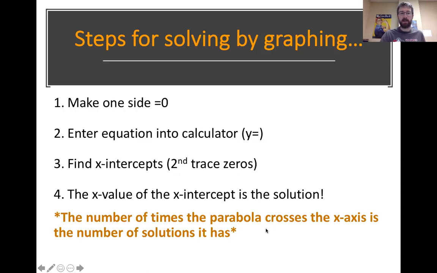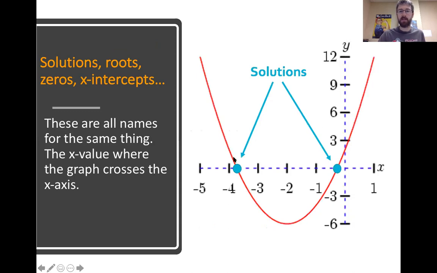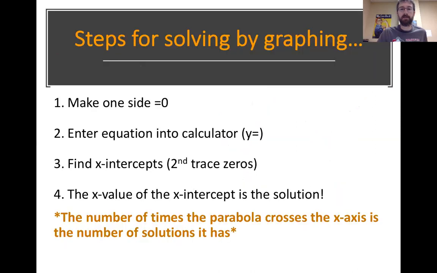The little note down here: the number of times the parabola crosses the x-axis is the number of solutions that the equation has. And if we go back here, this equation would have two solutions, right? Because it crosses the x-axis twice. Well, if I took this graph and moved it up far enough, eventually the vertex would be right on the x-axis, and then it would only have one solution. And if I kept moving it up, eventually it would have no solutions because it wouldn't touch the x-axis at all. And that's something that we'll see later in this video.